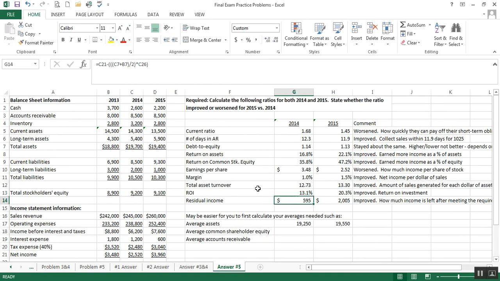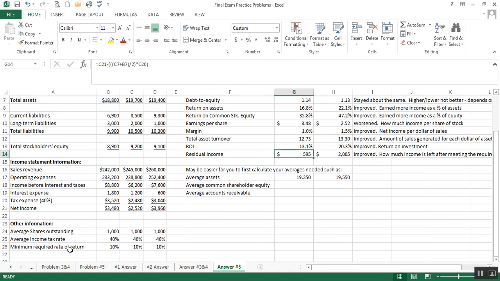And then our residual income. How much income is left after meeting the required rate of return? Here we're given the minimum required rate of return. So we're going to look at our net income minus our average assets times our minimum required rate of return. So again, their residual income improved because they had more residual income in 2015 than they did in 2014.